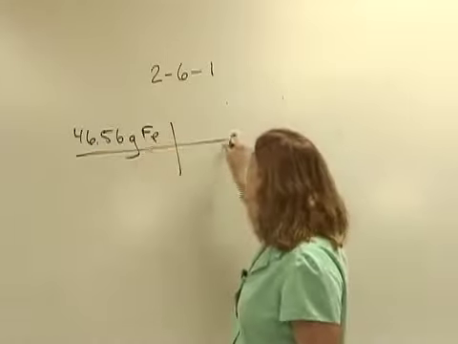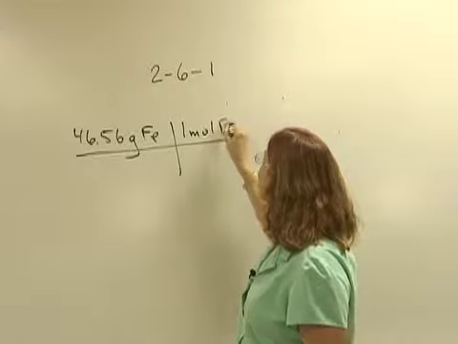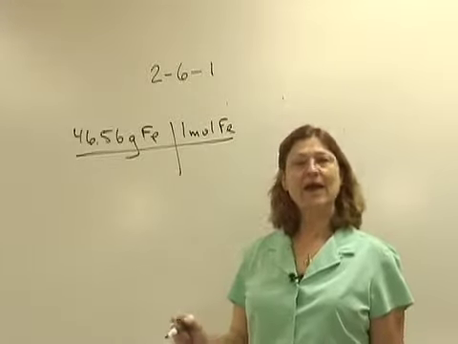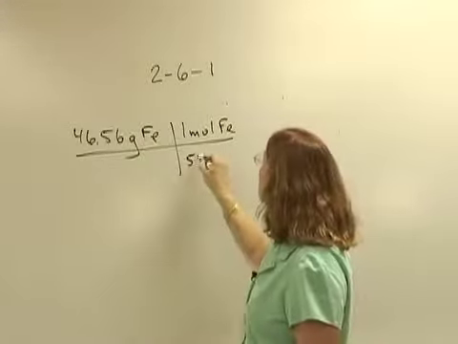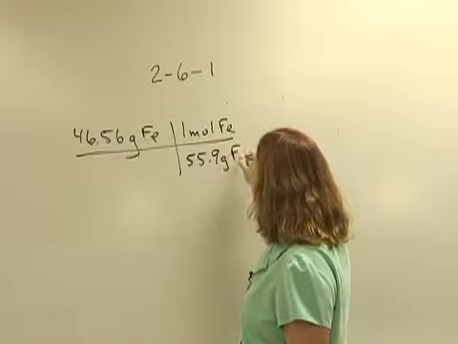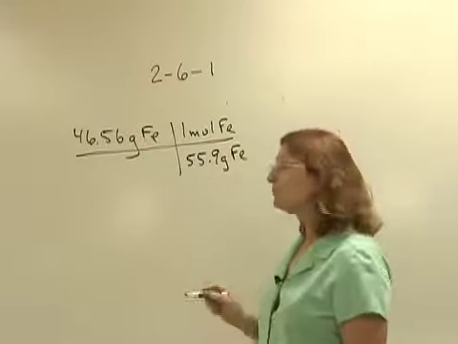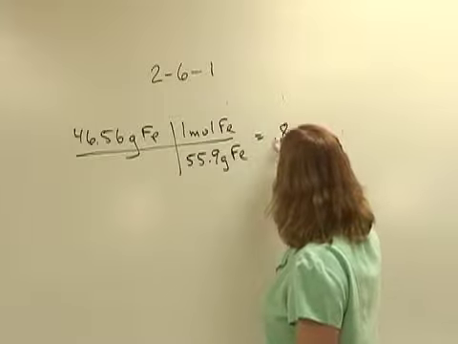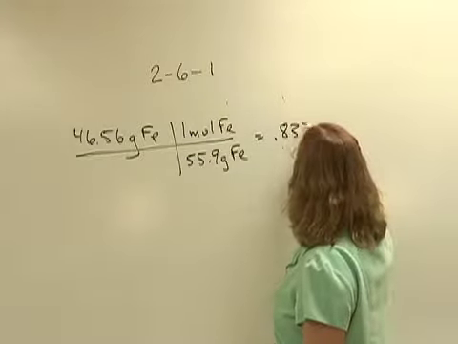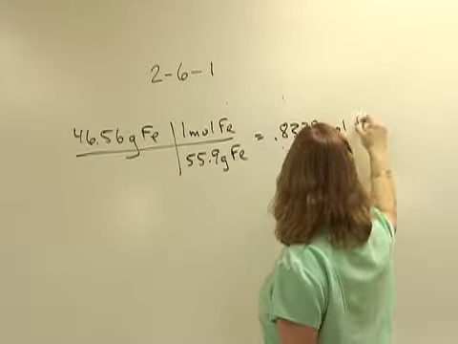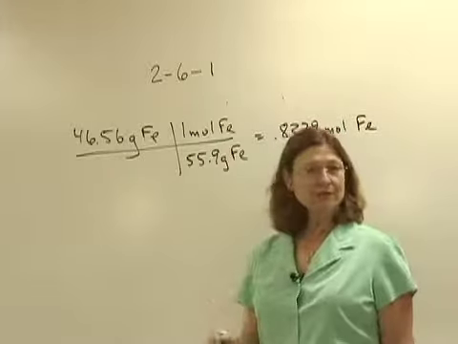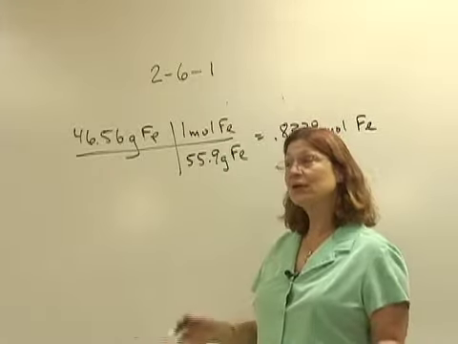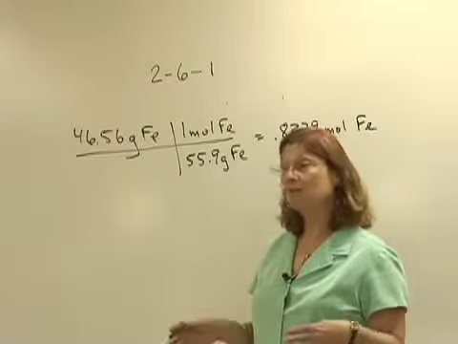When I look on the periodic chart, I see that 1 mole of iron has a mass of 55.9 grams of iron. And when I do the math, I get 8.8329 moles of iron. Now, I'm trying to find a formula for these 2 elements joined together, iron and sulfur.